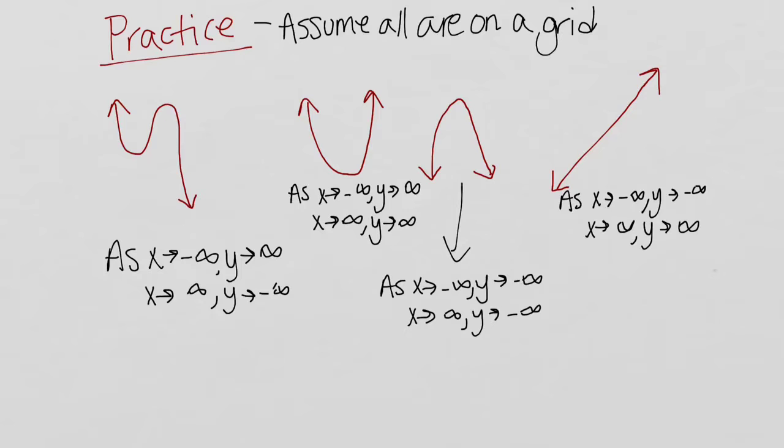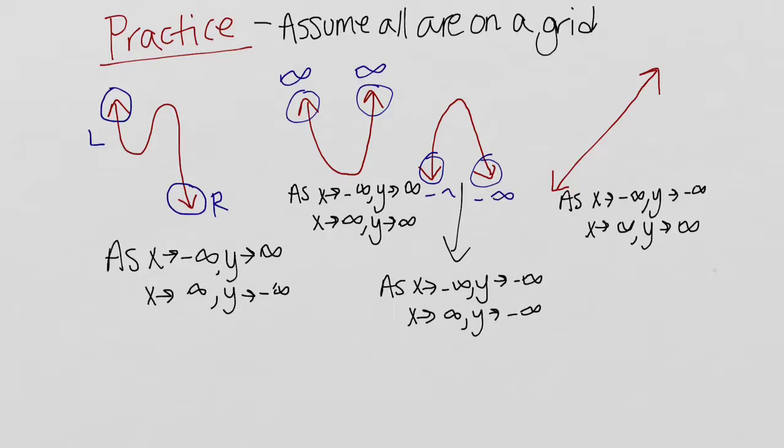Alright, and here's your answers. So again, all we care about is really these arrows. So this one's pointing to positive infinity, this one's pointing to negative. So on the left we're going to positive, on the right we're going to negative infinity. These both are pointing positive, so they're both going to be positive, positive, the y values. These both are negative, so they're both pointing toward negative and negative. And then again, this one's pointing toward negative infinity, this one's pointing toward positive infinity.